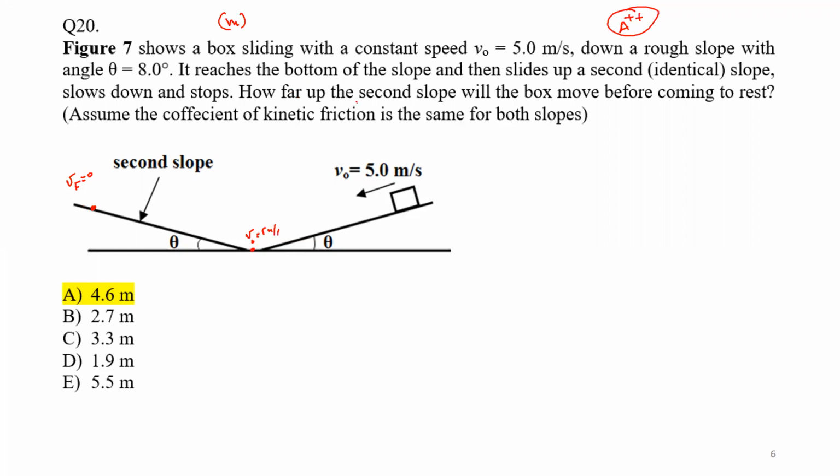Okay. How far up the second incline, up the second slope, will the box move before coming to rest? Basically, I want this distance here. Let me call it D, which is delta X, let's say. Assume that the coefficient of kinetic friction is the same for both slopes. Okay. I could have not said this because I said identical slope. Identical slope means, of course, this angle theta is the same, but both slopes are rough, and the mu k here is equal to the mu k here. Okay, so I could have forgotten about this last sentence here.